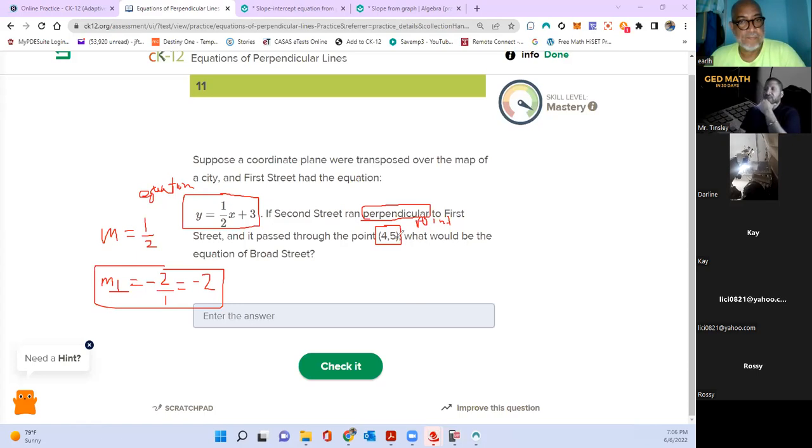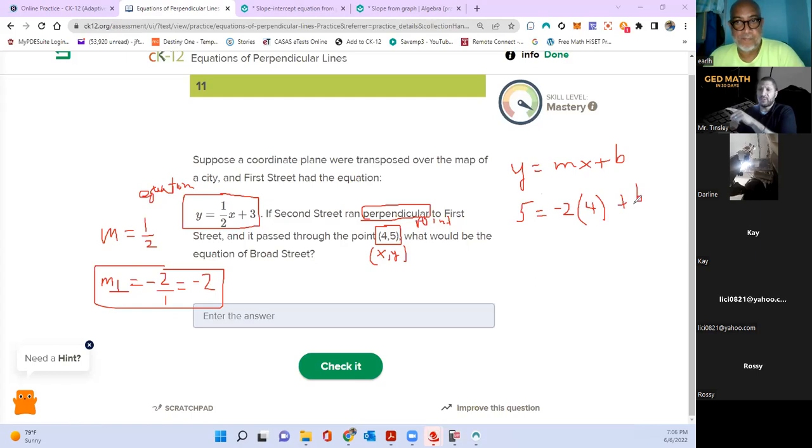What does the point give us? The x and the y. All right, so let's plug it in. y = mx + b. What is our y? y is 5. Bring down our equal. What's our slope? 2. Nope, -2. What's our x? 4. Plus b. So this is where you made your mistake, Darlene.